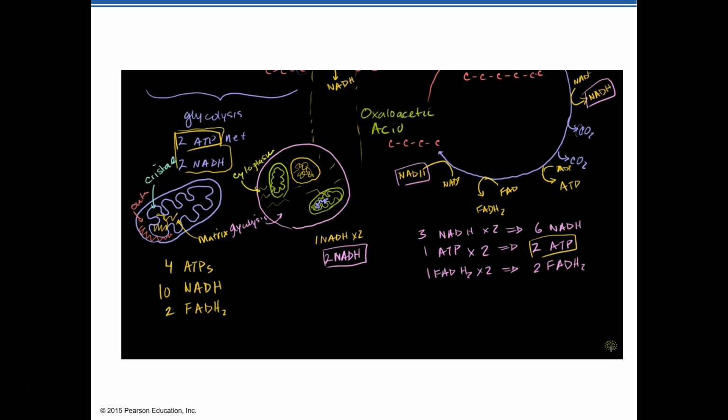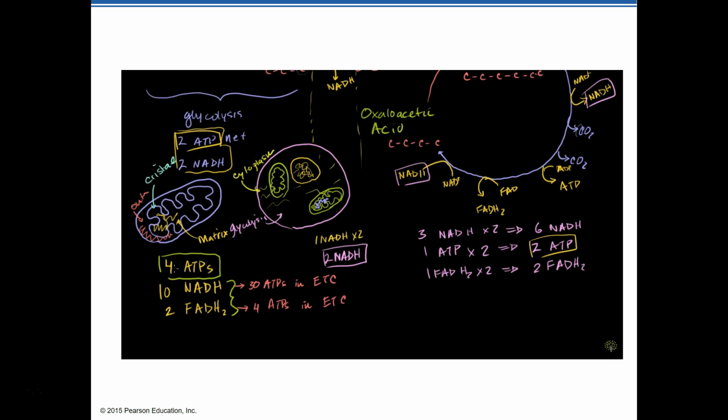And so you might say, hey, where's our 38 ATPs? We only have 4 ATPs right now. But these are actually the inputs in the electron transport chain. These molecules right here get oxidized in the electron transport chain. Every NADH in the electron transport chain produces 3 ATPs. So these 10 NADHs are going to produce 30 ATPs in the electron transport chain. And each FADH2, when it gets oxidized and turned back into FAD in the electron transport chain, will produce 2 ATPs. So 2 of them are going to produce 4 ATPs in the electron transport chain.